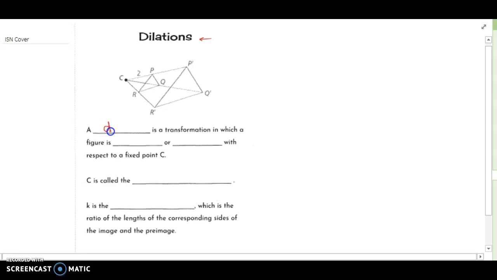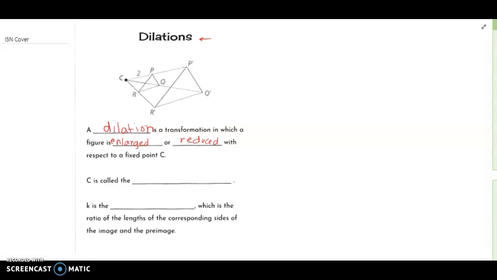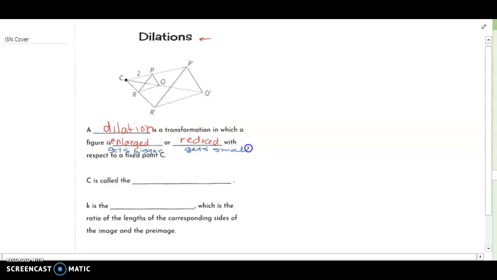So a dilation is a transformation in which a figure is enlarged or reduced with respect to a fixed point C. Now, when I say enlarged, I mean it gets bigger. And when I say reduced, that means it gets smaller. C is called the center of dilation.